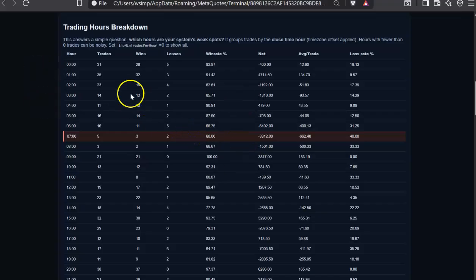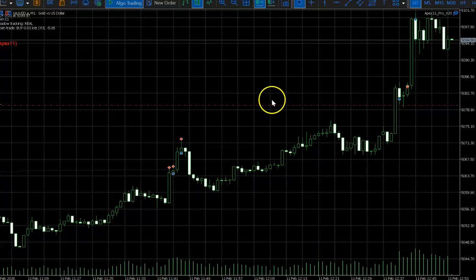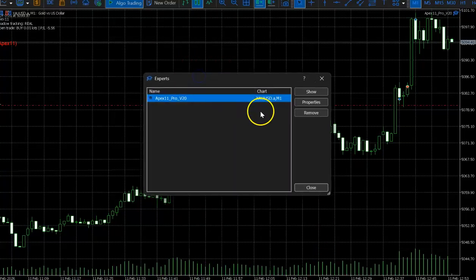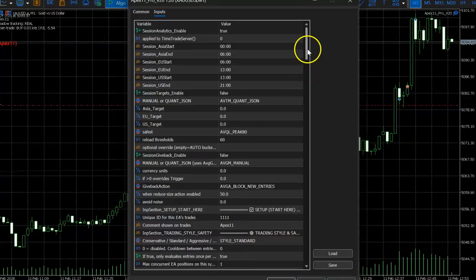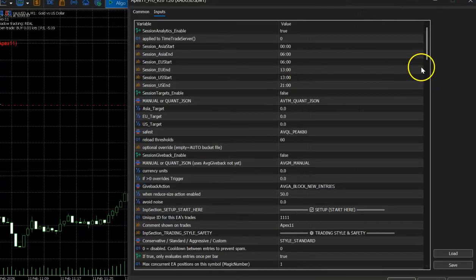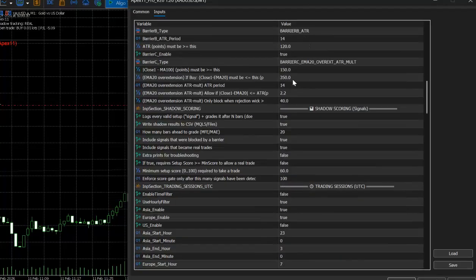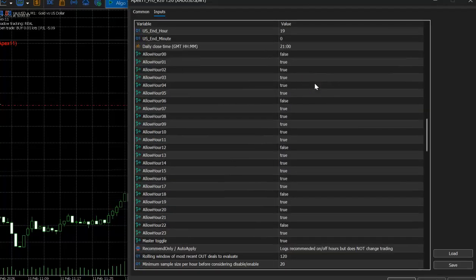And basically you want at least 20 or 30 trades in each trading hour before you actually give it a good rating. So we can see midnight, it's net negative so far. So what you would do then, you go over to the live account, you'd open up the expert, you go to properties, and you'd open it up, and see here, you'd scroll down to trading hours.